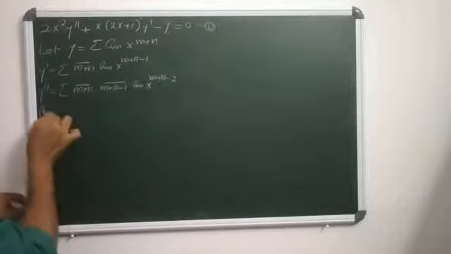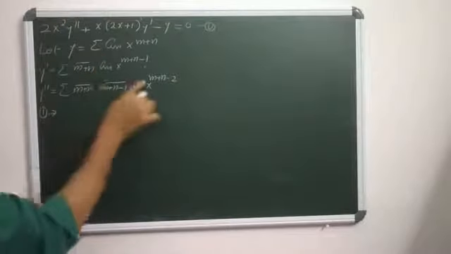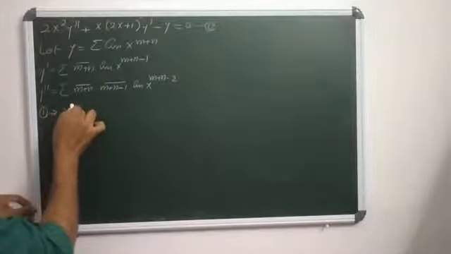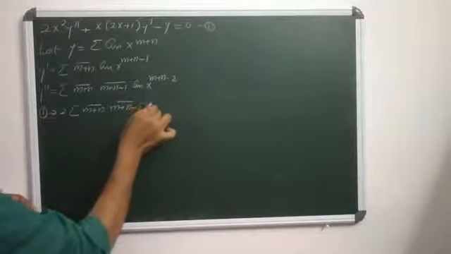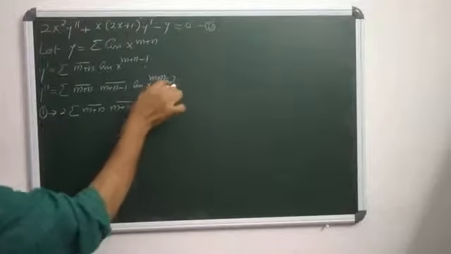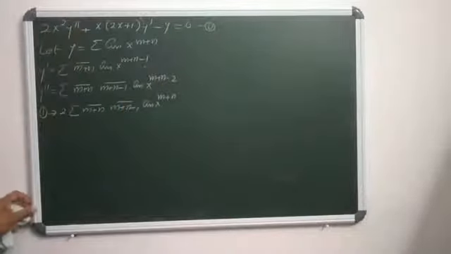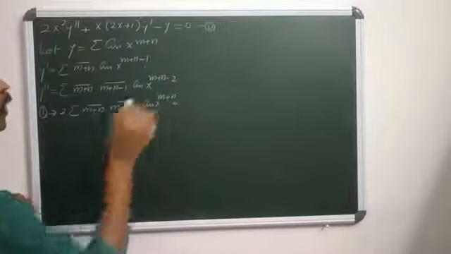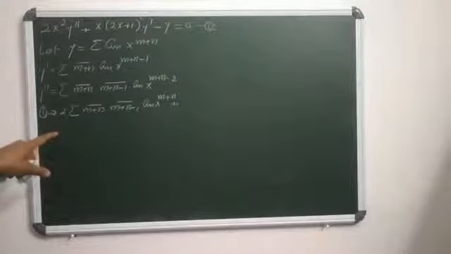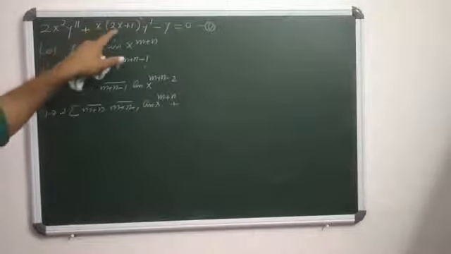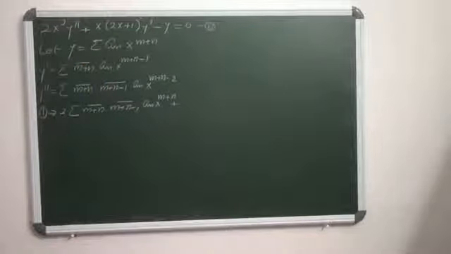It becomes 2x square y2 dash. What you get? It is 2 into sigma (m+n)(m+n-1) a_n into x^(m+n-2) into x square, the x^(m+n-2) cancelling, plus x into (2x+1) y dash, that is 2x square y dash plus x y dash, minus y equals 0.